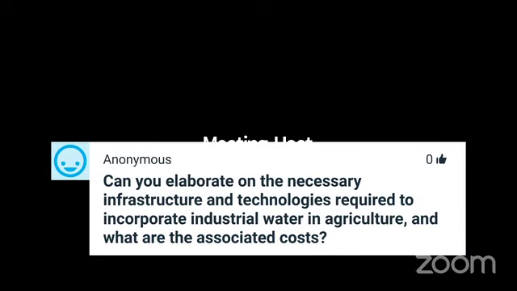Can you elaborate on the necessary infrastructure and technologies required to incorporate industrial water in agriculture, and what are the associated costs?